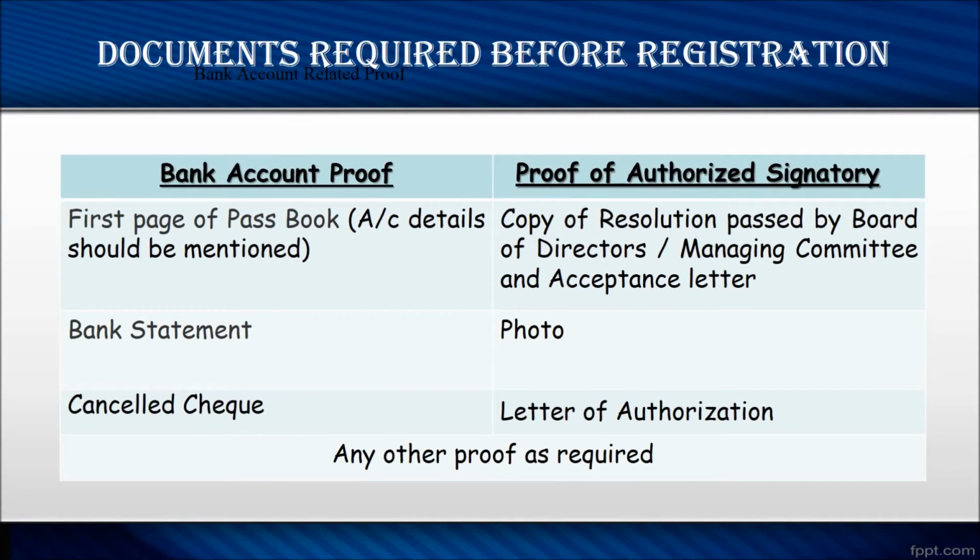For bank account proof, you need a bank statement, a cancelled cheque, or the first page of your passbook. For the proof of authorized signatory, you need a copy of resolution passed by the Board of Directors, photo and letter of authorization.